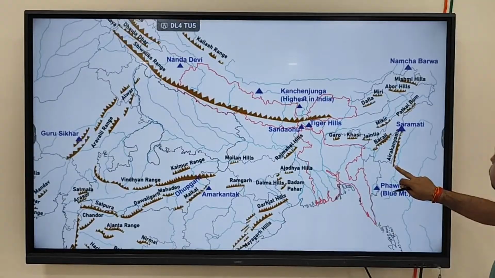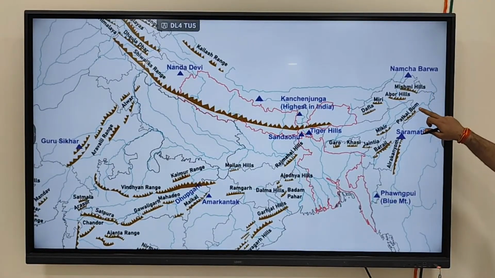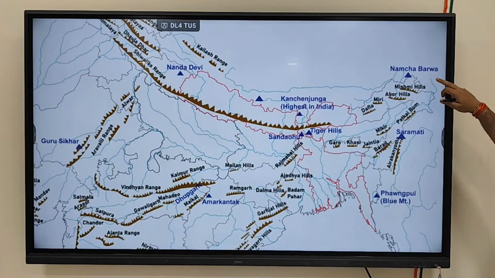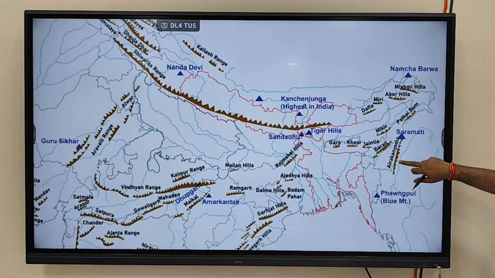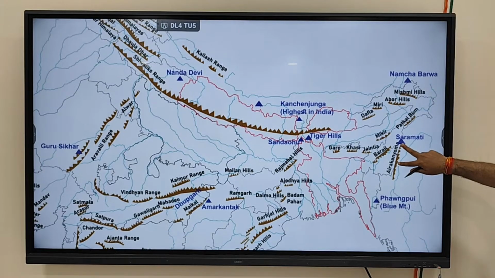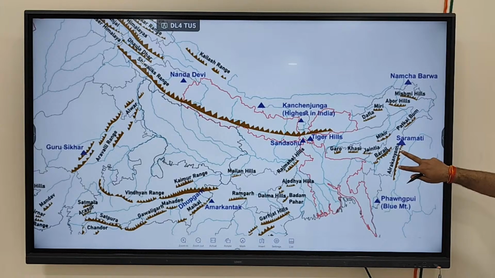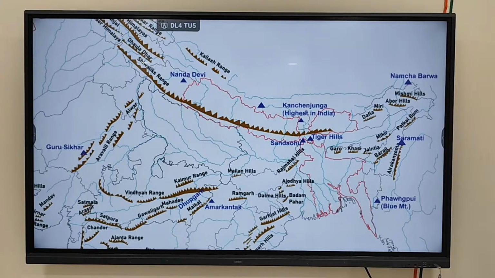And one more thing, we discussed the Purvanchal Hills are known as what? Purvanchal Hills are known as Patkai Bum, Mizo Hills, Naga Hills. They are extending into what? They are extending into Myanmar, and in Myanmar, Purvanchal Hills are known as Arakan Yoma. Clear? That is the name being given to the Purvanchal Hills. Fine. Arakan Yoma. This is known in case of Myanmar.